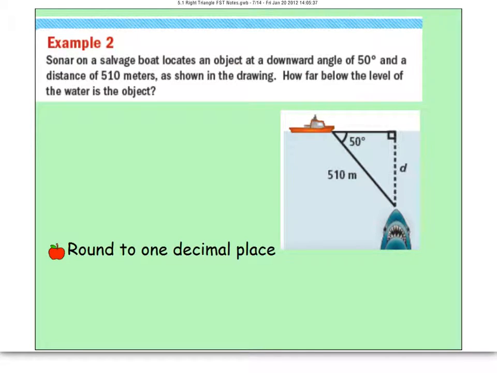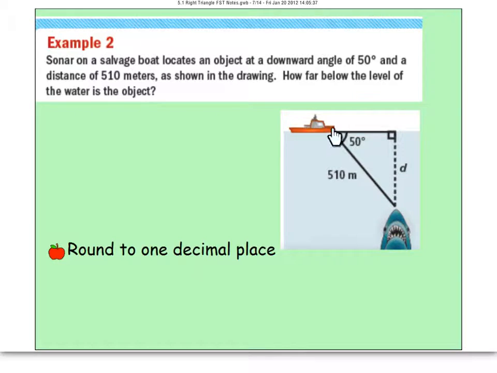So here's how the sonar works, by the way. They turn it on and imagine the sonar is reading out this way. That sonar then moves at an angle downward of 50 degrees. So that's why this is where the 50 degrees is. Then it says, in a distance of 510 meters, it locates the object. So this is really the sonar.